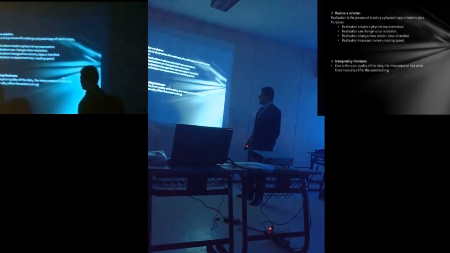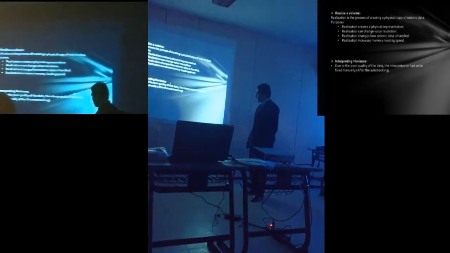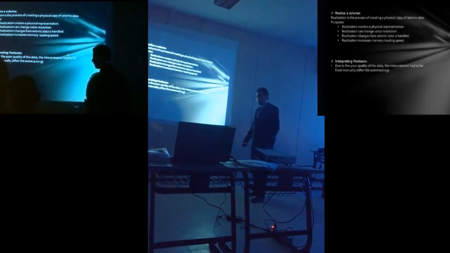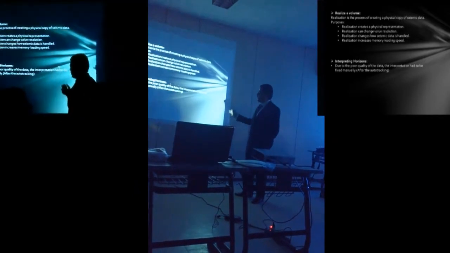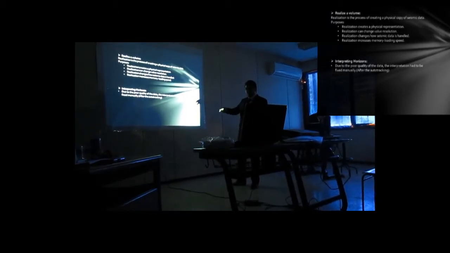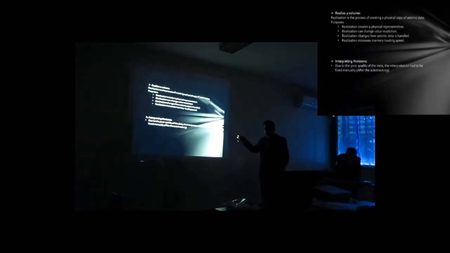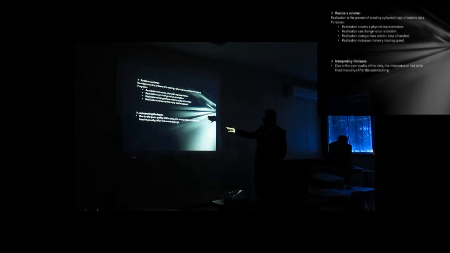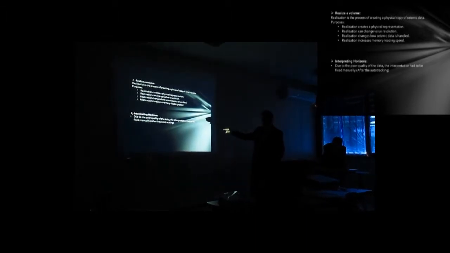Interpreting horizons: due to the poor quality of the data, the interpretation had to be fixed manually. At the beginning, we tried the auto-tracking technique. We tracked member 5 AB, member 3, member 2. But due to the poor quality, the auto-tracking couldn't be managed because we have a problem in member 3, which we'll show you later. It keeps disappearing and appearing.